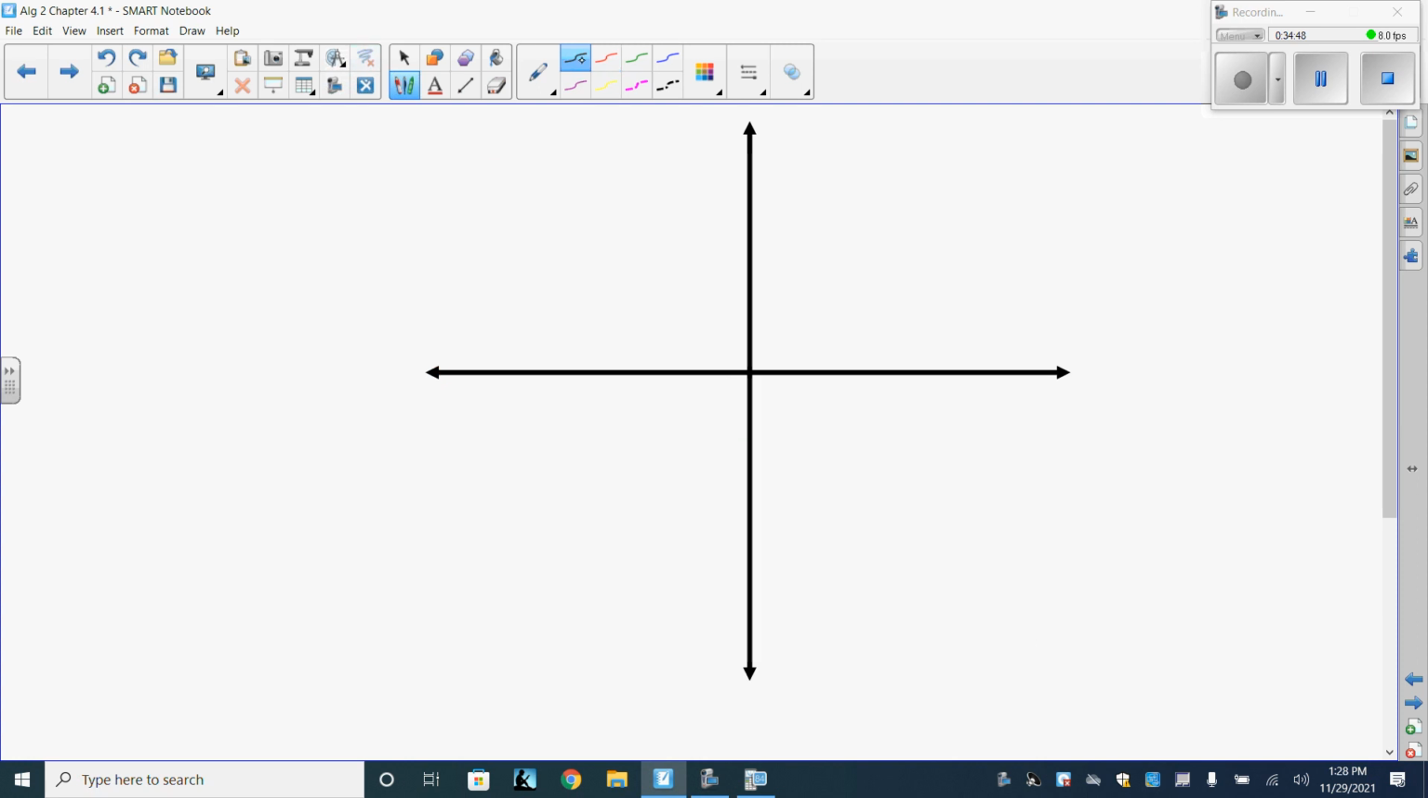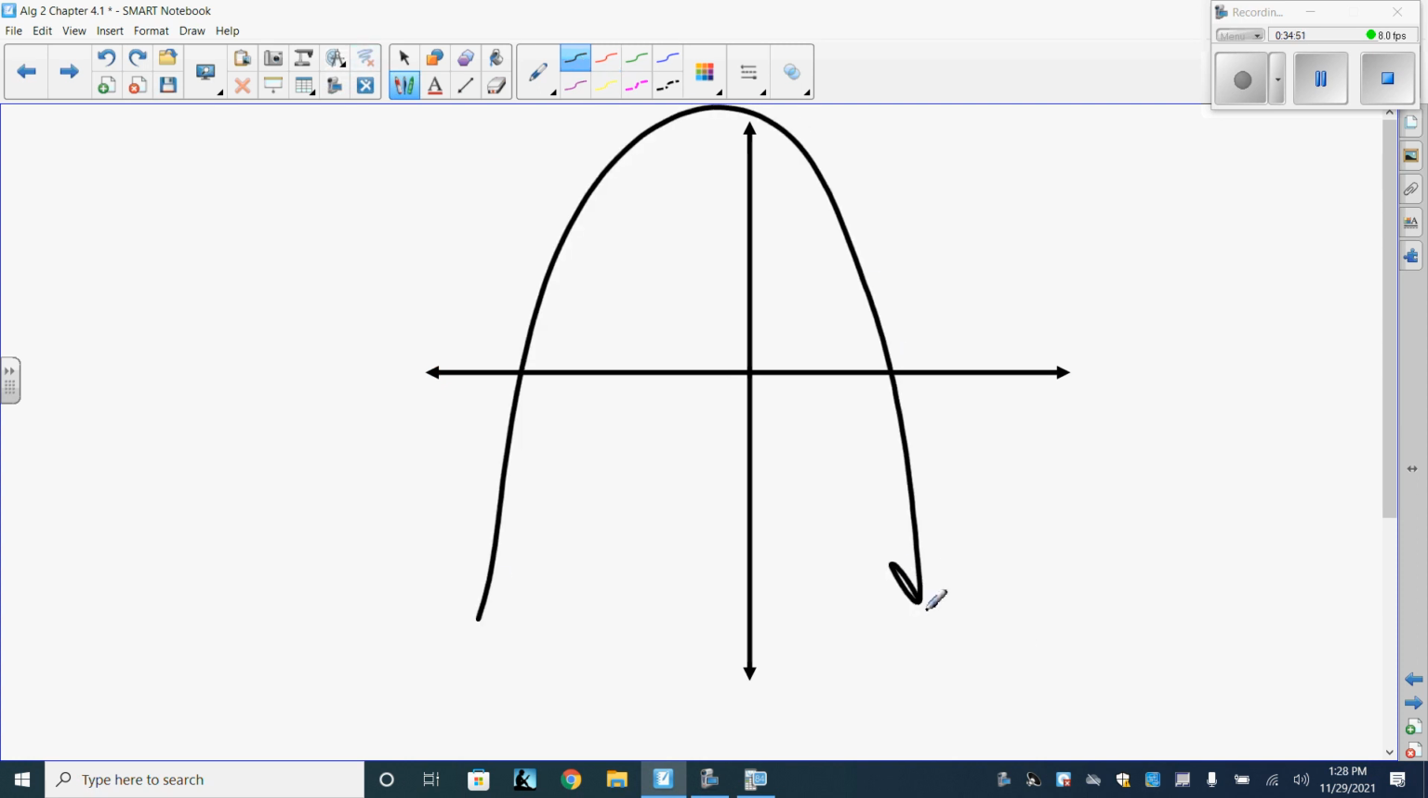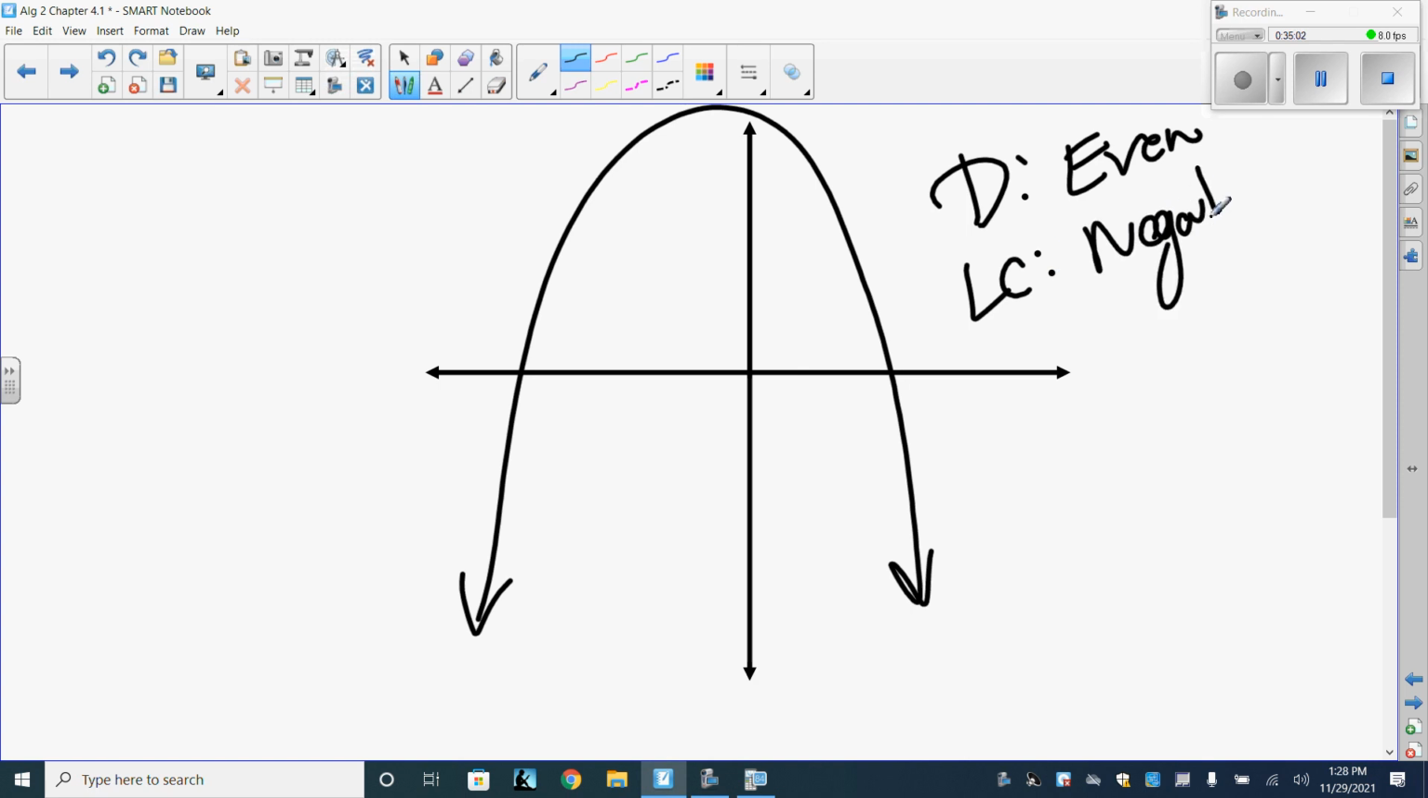Let's look at another one. Degree would be even, and it would be negative because the graph is opening down. Now this here could be x squared plus 4, because this would be a function that would be similar to what we're looking at. Or we could actually have x to the 6 plus 4. It would behave in the same way.